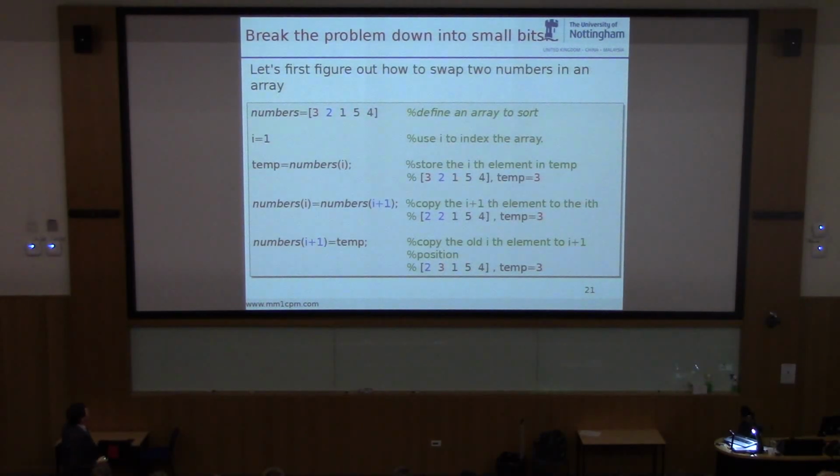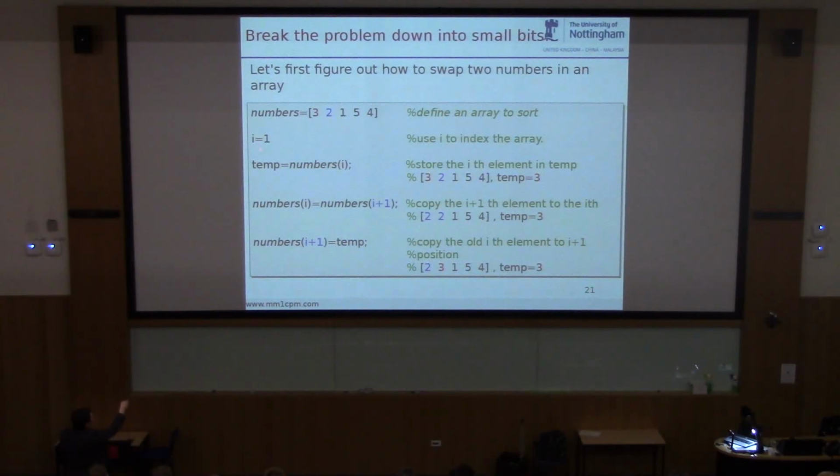So this is a little piece of code to swap two numbers. So at the very heart of our bubble sort algorithm was the idea that we had to swap two numbers. Okay, so swap one number and the next. And this is the code to swap two numbers in MATLAB. So here we've got an array of 3, 2, 1, 5, and 4. And notice I've color-coded the 3 and the 2. So the 3's red and the 2's blue. This is just to help you see what's going on in the code.